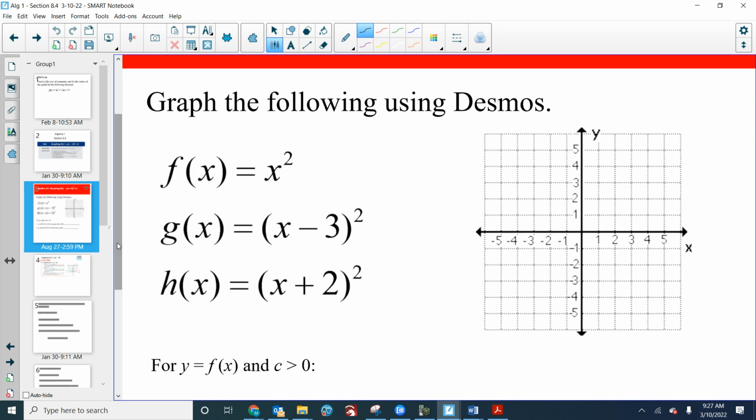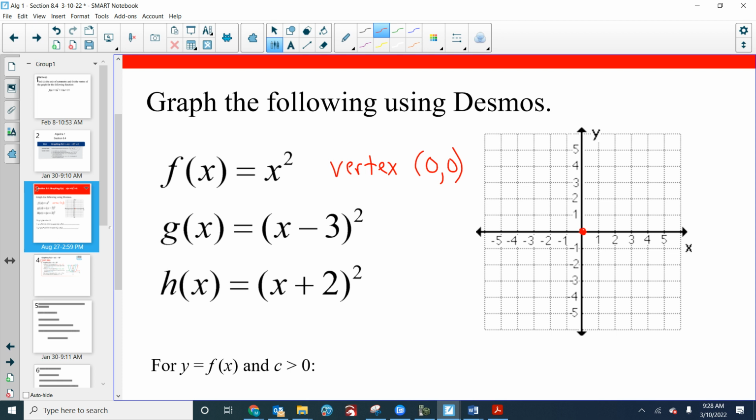Okay, let's talk about this before we go to Desmos. Guys, this is your basic starting point of a parabola. If we're here at f of x, and think of it as f of x or y, f of x equals x squared. Write this underneath yours. My vertex is at 0, 0. Okay?